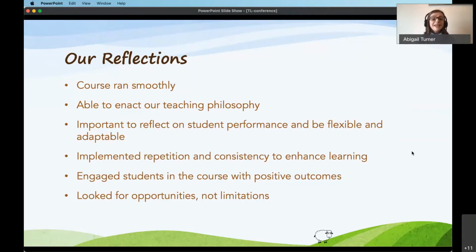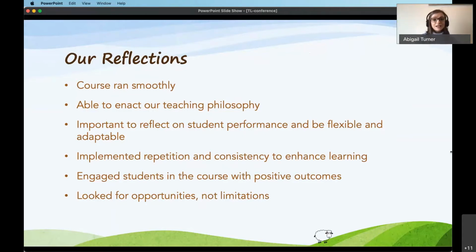We also felt we engaged students in the course with positive outcomes. What I mean by this is we were able to see student learning and improvement, and we also saw students taking and applying their learned knowledge. The last one here is we also felt we looked for opportunities, not limitations. For example, we saw the opportunity to redesign the course, starting it from scratch and then going forward from there.